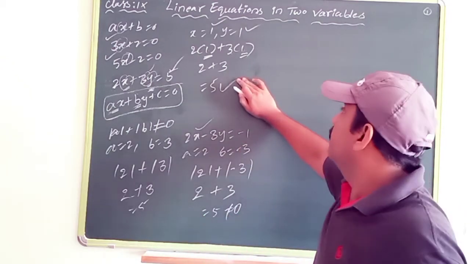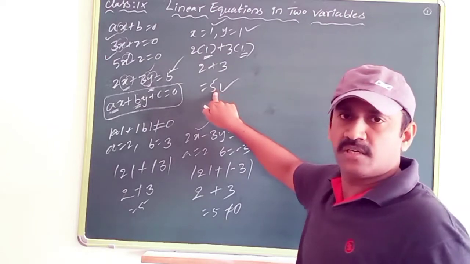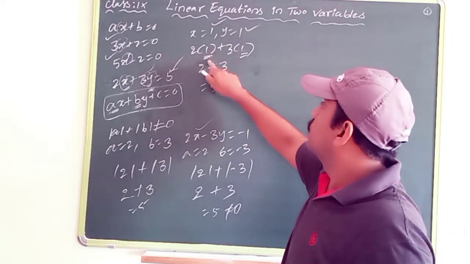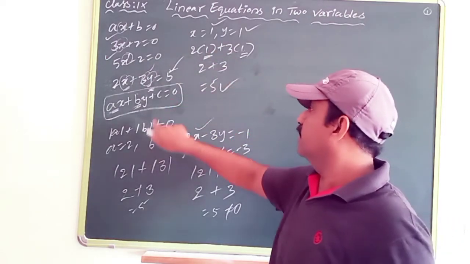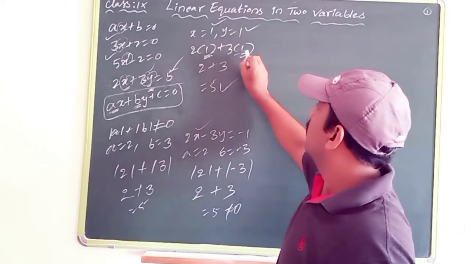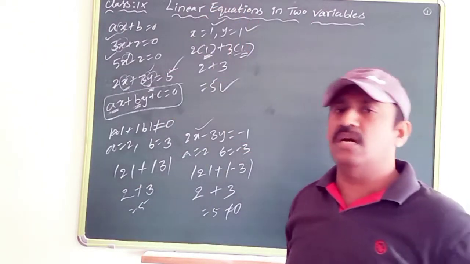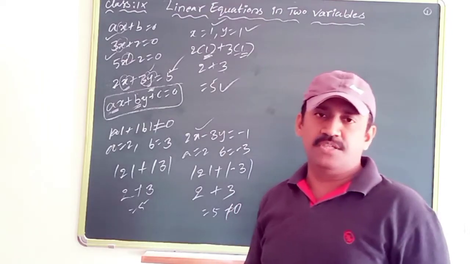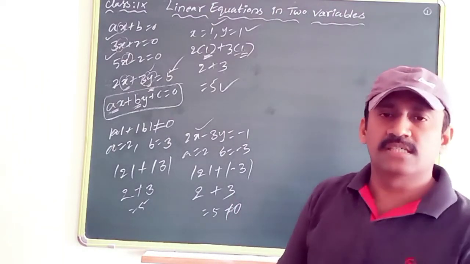So solution means when we substitute here, it should be satisfied, right? That means 2 into 1 is 2, 3 into 1 is 3, 2 plus 3 is equal to 5. We got the 5 only here. Then this 1, 1, that means x is equal to 1 and y is equal to 1, is called the solution of the equation. Okay. Next we are going to discuss the graph.